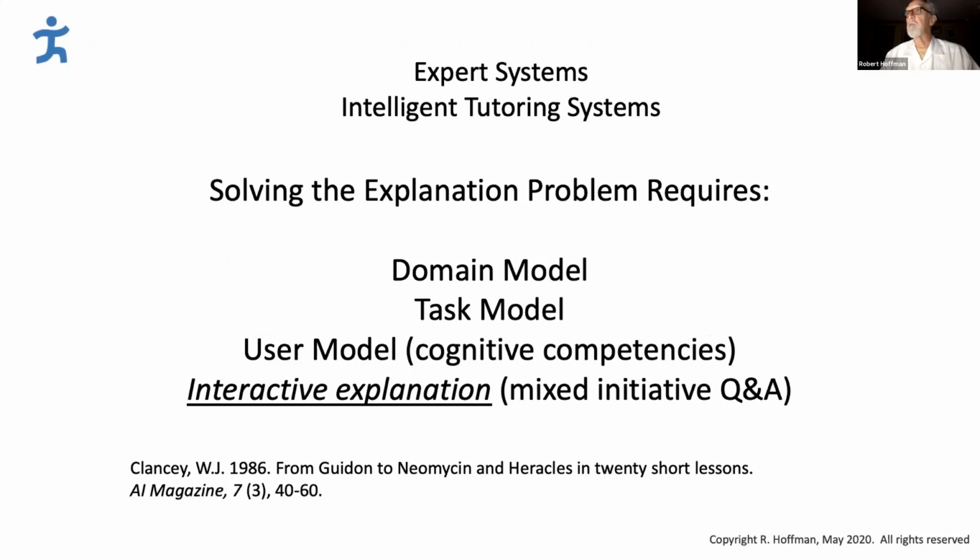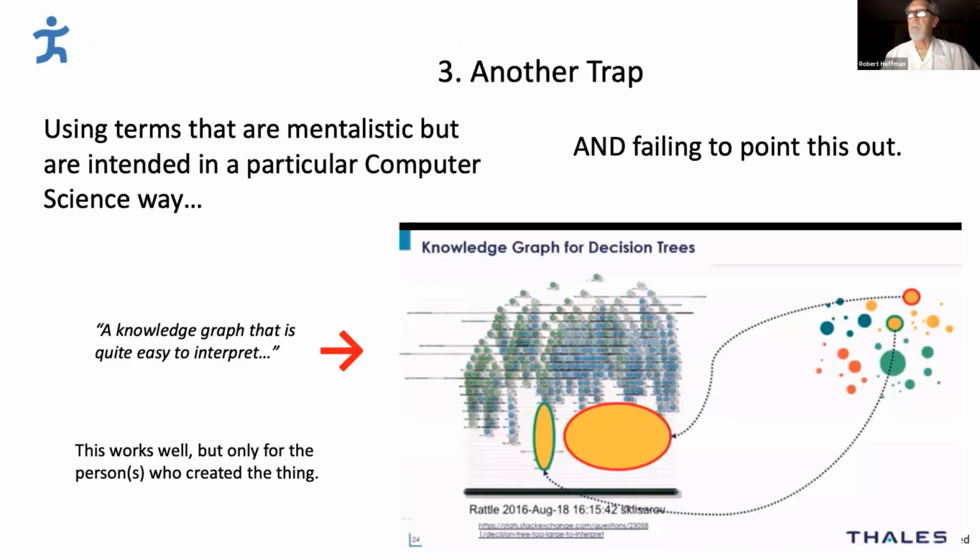The AI system needs to have a domain model, a task model, a user model, and the explanation process has to be very, very interactive, more like a dialogue rather than the spoon-feeding metaphor. Another trap, again, mentioned this earlier: using terms that are mentalistic but are intended only in a way that's particular to computer science. Knowledge graph that's easy to interpret.